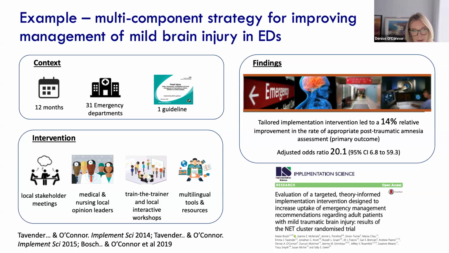And then we developed a multi-component research translation strategy, and you can see that comprised local stakeholder meetings, local opinion leaders, interactive workshops and resources specifically addressing those barriers that we identified. And then we evaluated this strategy in a randomised trial of 31 Australian emergency departments, and found that it led to a 14% relative improvement in appropriate post-traumatic amnesia assessment compared to control, which was the primary outcome.